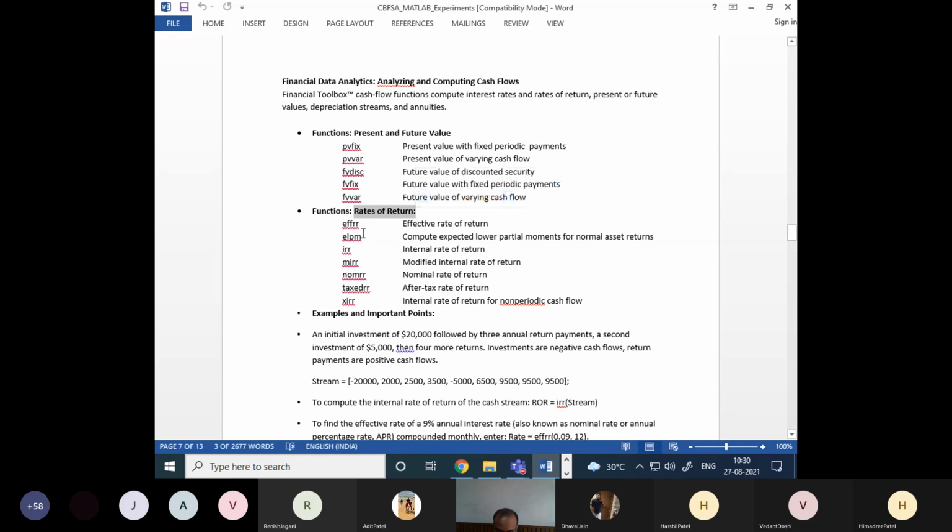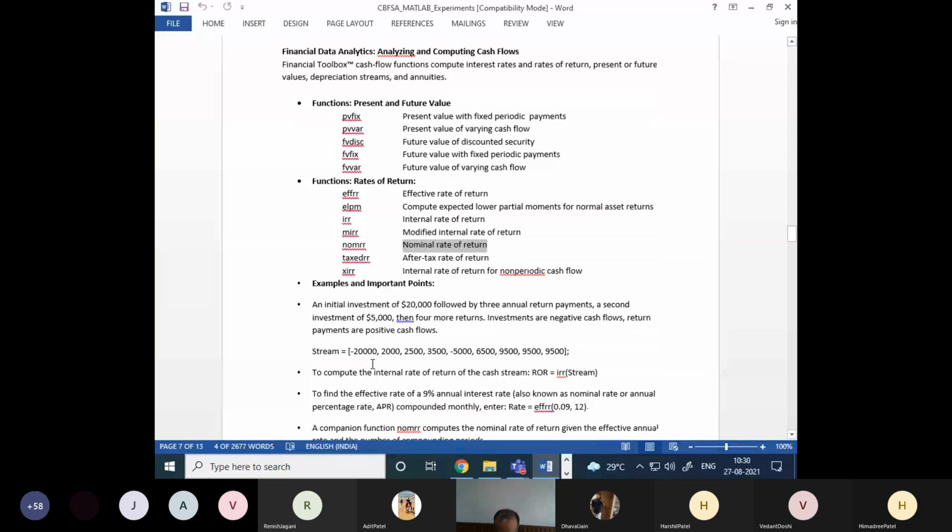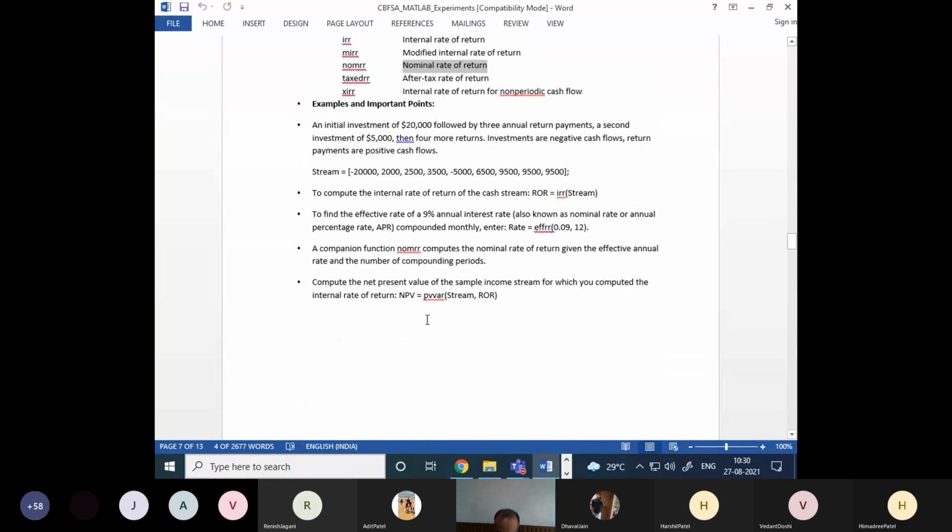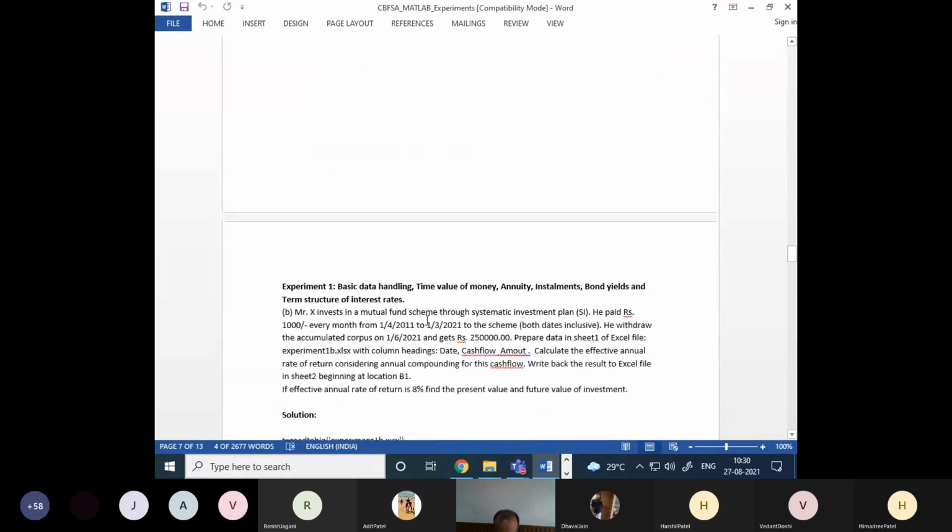Okay, so we have functions like EFFRR, which is effective rate of return calculation, IRR, internal rate of return if there are periodic payments, XIRR, which is again internal rate of return for non-periodic cash flow. So that is very important. Also NOMRR, which is nominal rate of return. These are the important functions that we introduced last time, and I gave some examples to explain them, and hopefully you have done them.